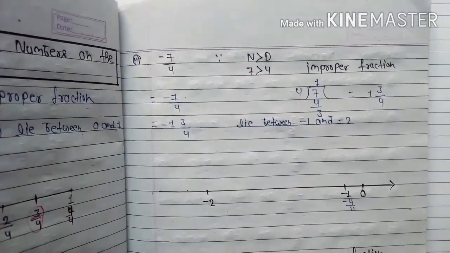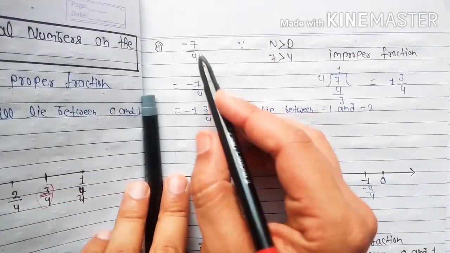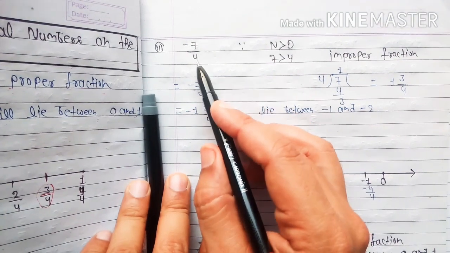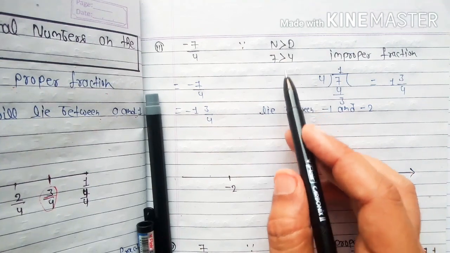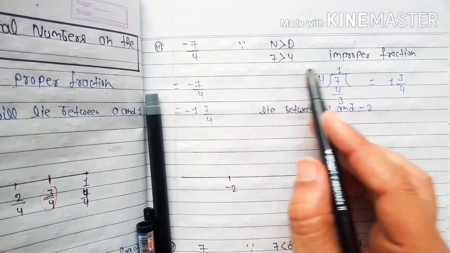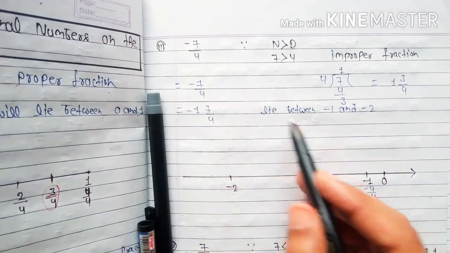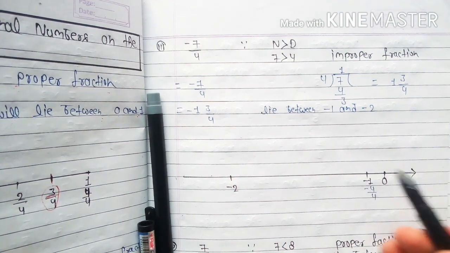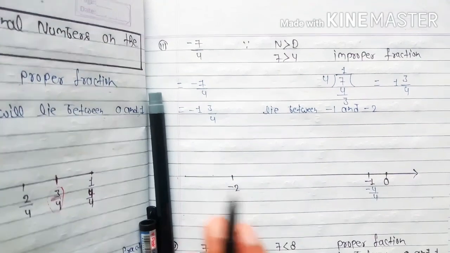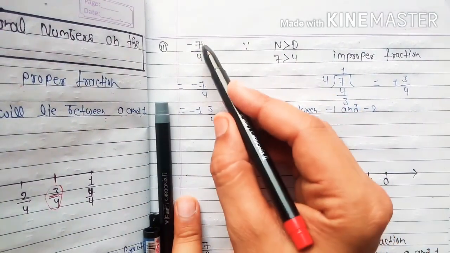The next one is minus 7 by 4. Student, you can see here 7 is greater than 4, which means its numerator is greater than the denominator. This type of fraction is known as an improper fraction. And for an improper fraction, its representation on the number line always lies between minus 1 and another number. Now student, what can we do in such a question, when the numerator is greater than the denominator? We will divide 7 by 4.